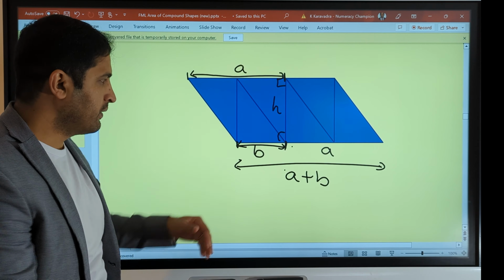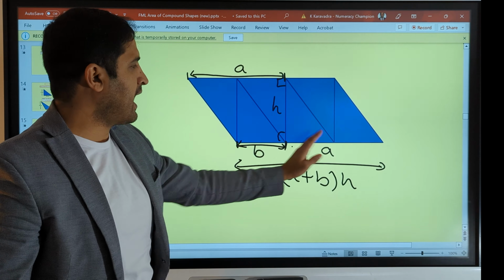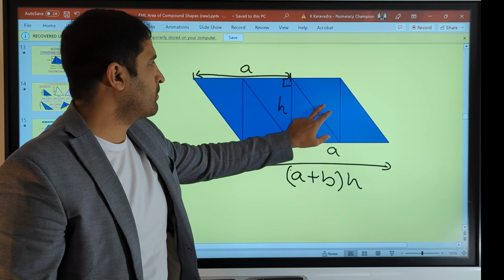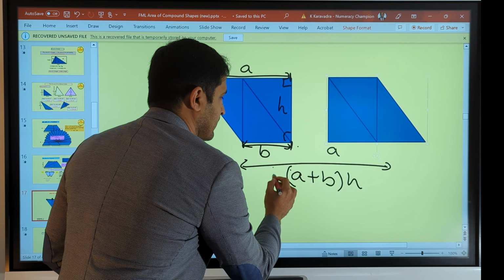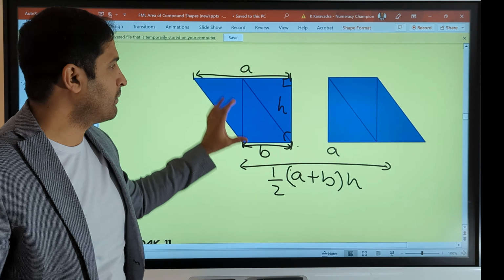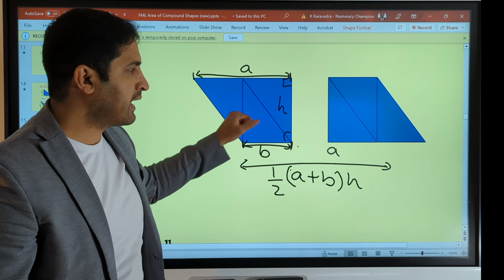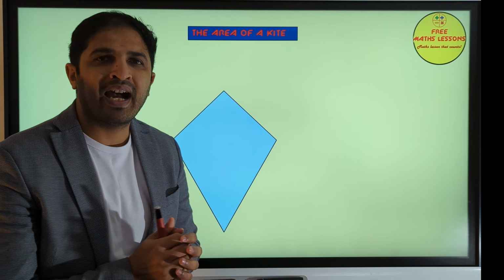So the area of this parallelogram is A plus B multiplied by the height. So if I wanted to work out the area of one of these trapeziums, then I need to half that entire thing. And that's where that other half comes from. So add the parallel lines, multiply by the gap between them and half it. That gives you the area.